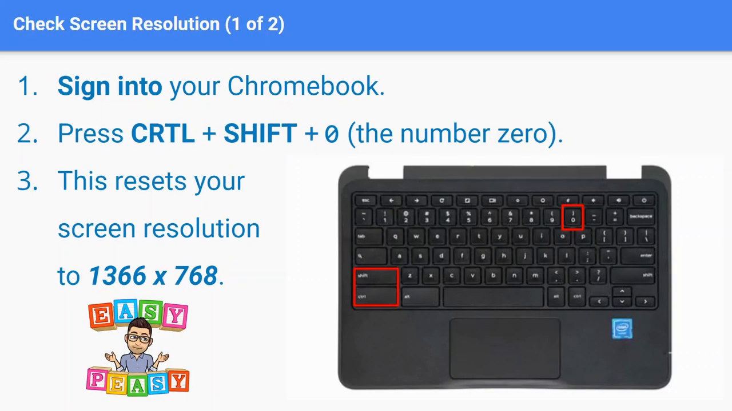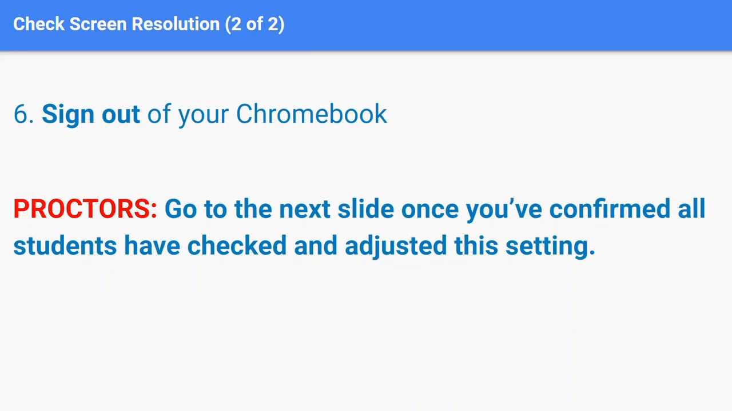Students are going to be checking their screen resolution prior to the test. Again, these are included in the morning slideshow. Have the students sign into their Chromebook. Once signed in, they're going to press Control, Shift, and the 0 key, and this should reset their screen resolution if it isn't already set to the following resolution. After you verify they've all checked this, have them sign out of their Chromebook.